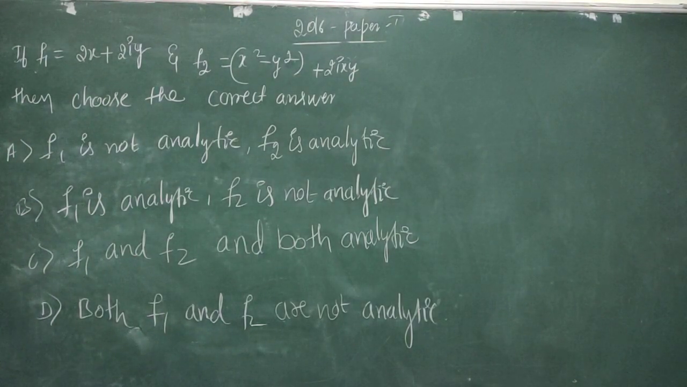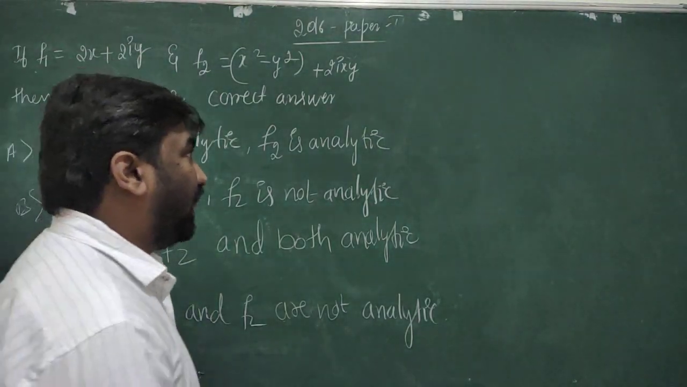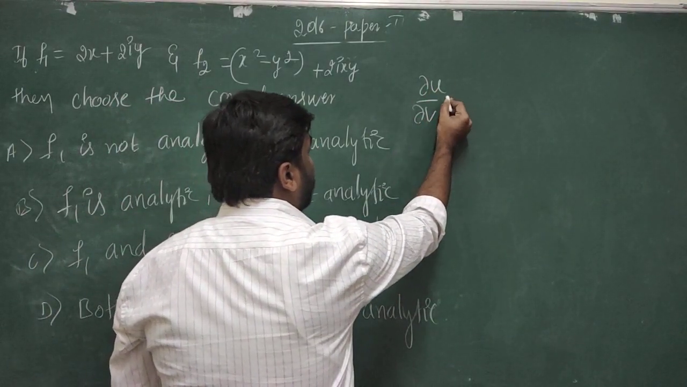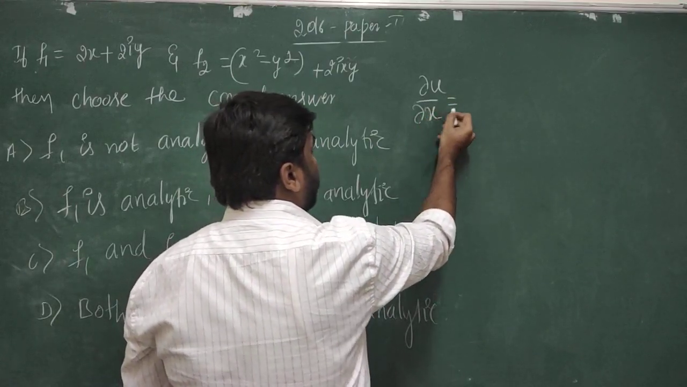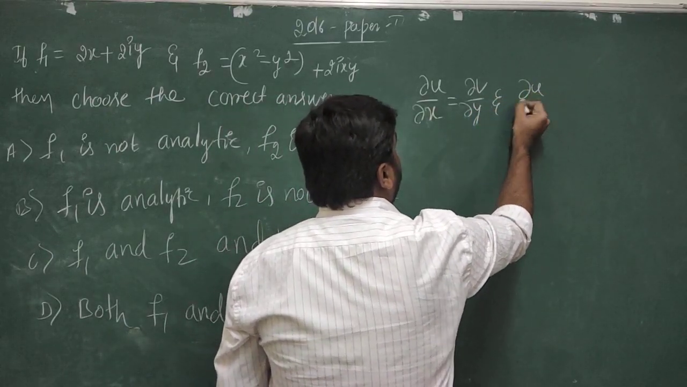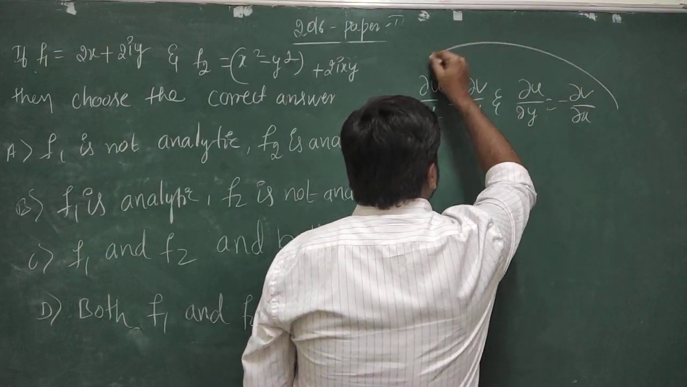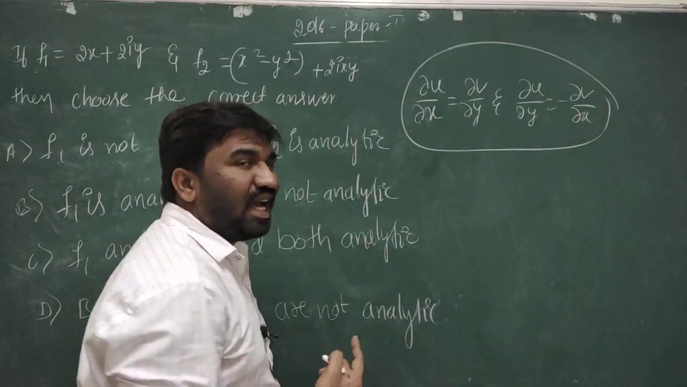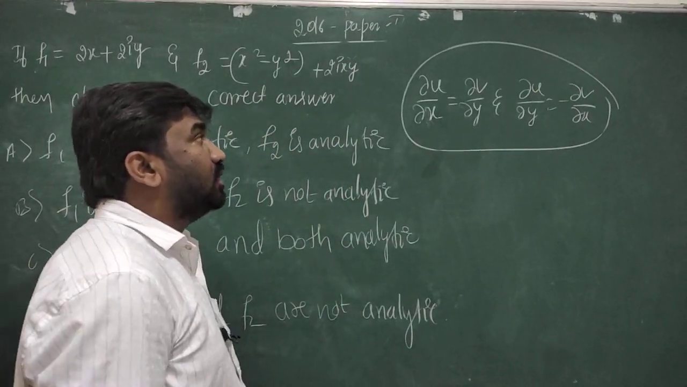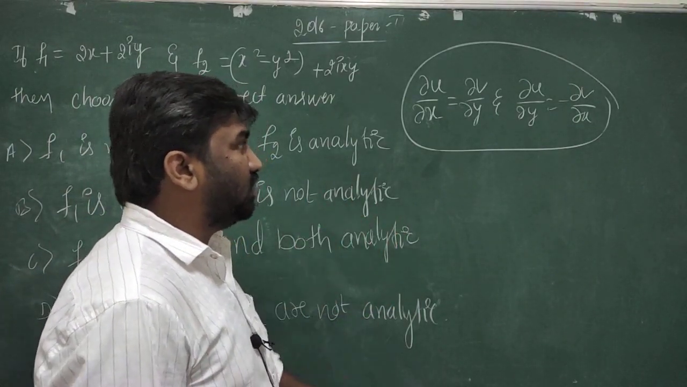In the last video I already gave a trick, but actually the formula we have to use to verify this is dou u by dou x is equal to dou v by dou y, and dou u by dou y is equal to minus dou v by dou x. If this condition is verified, then the given function is analytic, where u means the coefficient of real terms, and v is the coefficient of imaginary terms.